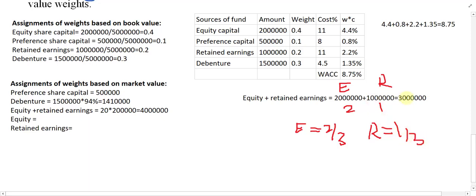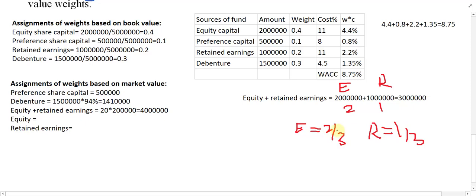Belong to retained earning. Why is this so? Because the total fund of the business from equity and retained earning is 3 million. Out of 3 million, how much belongs to equity? 2 by 3 belongs to equity. It means out of 3 million, 2 million belongs to equity. In the case of retained earning, 1 million belongs to retained earning.